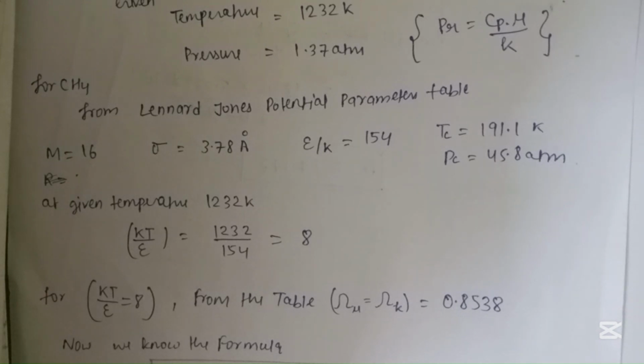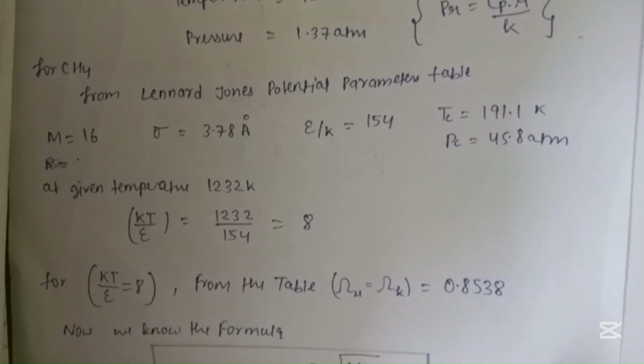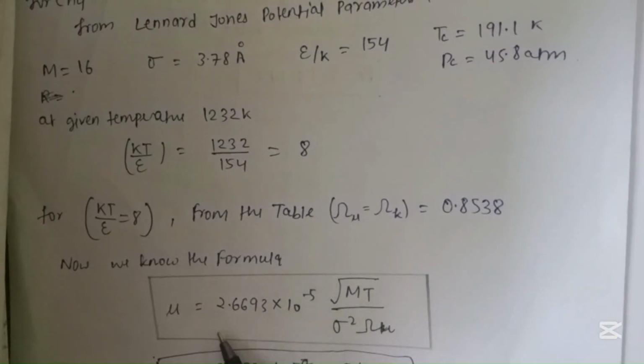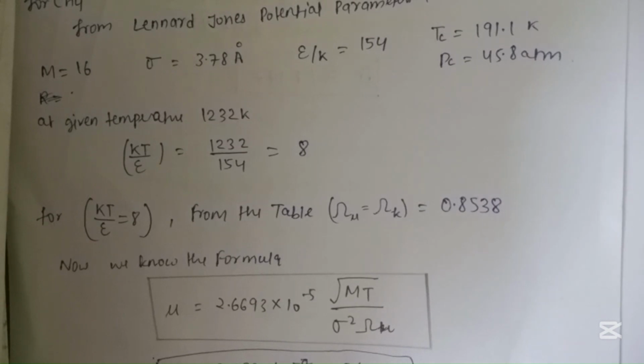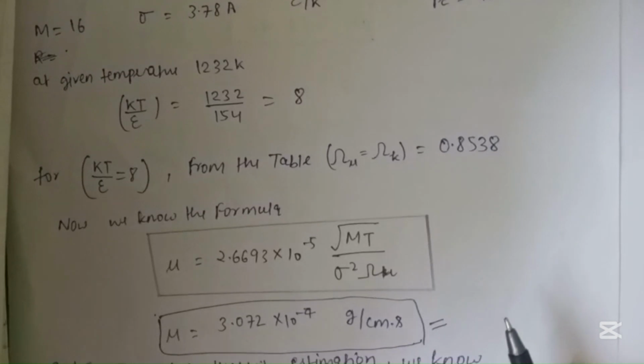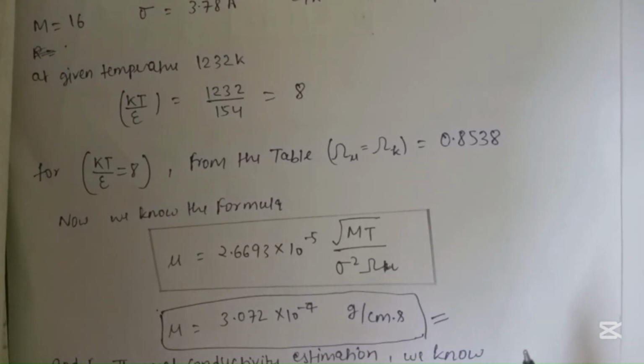And now we will calculate the thermal conductivity, as we have obtained all the parameters required in the formula. The formula for calculating viscosity is mu equal to 2.6693 times 10 to the power minus 5 times the square root of MT upon sigma square times the collision integral for viscosity. Now we put all the values in the formula and obtain the viscosity as 3.072 times 10 to the minus 4 gram per centimeter second.